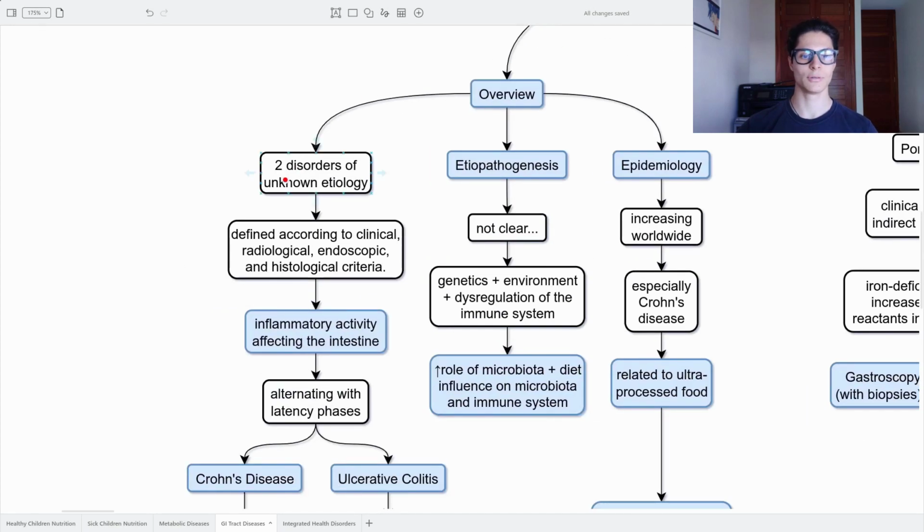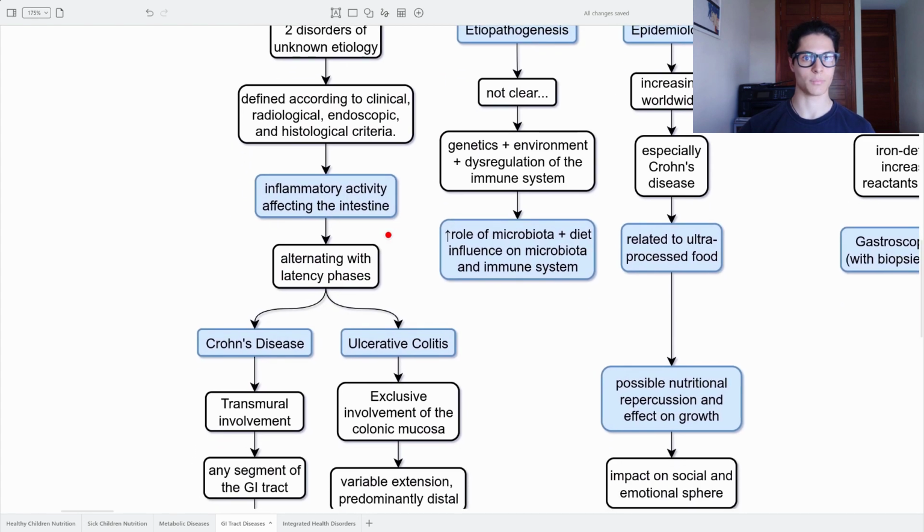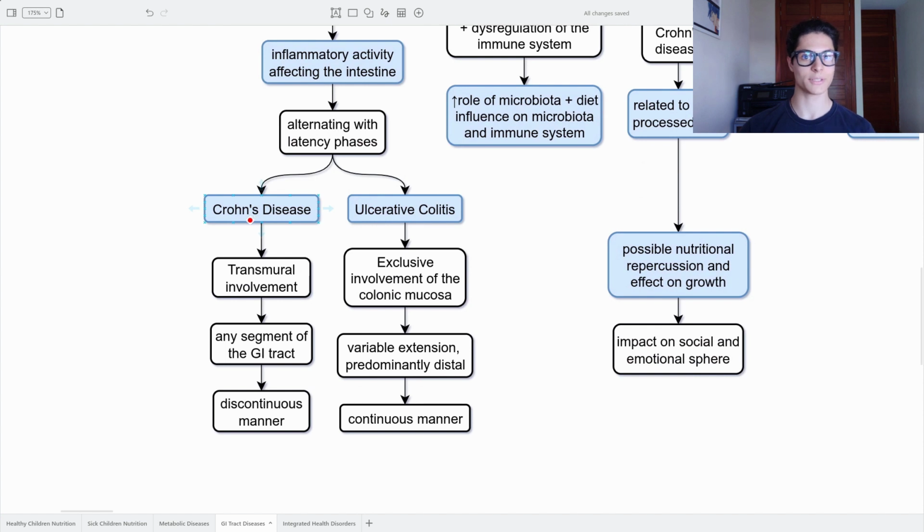So let's begin by talking about the chronic inflammatory bowel disease. So the overview. These are two disorders of unknown etiology. They are defined according to the clinical, radiological, endoscopic and histological criteria. Inflammatory activity affecting the intestine. This is the common thing between the two, alternating with latency phases. These are the Crohn's disease and the ulcerative colitis.